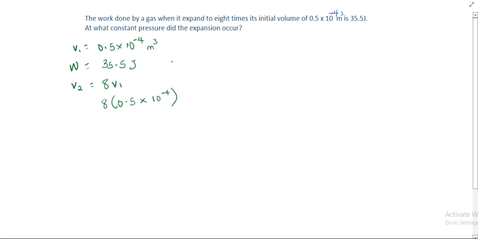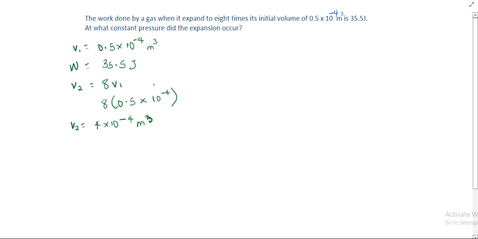When we use our calculator, V2 will be equal to 4 multiplied by 10 to the power of negative 4 meter cube. So now, we don't know what formula to use to solve this question first. And I think what we should do first is to derive a formula.